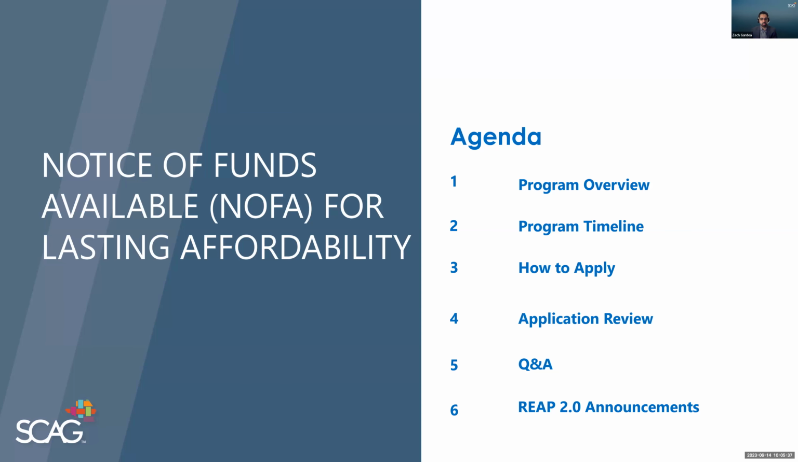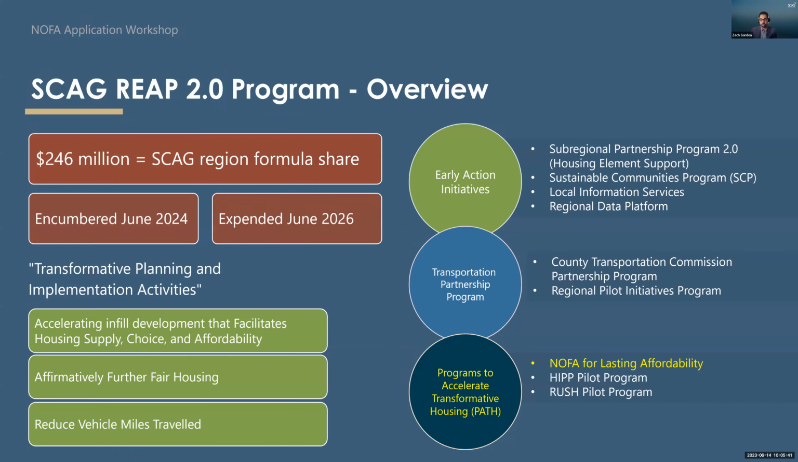Let's provide an overview to you all on the NOFA program and how that fits into the larger SCAG REAP framework. For those unfamiliar with REAP, it stands for Regional Early Action Planning, and it's a state-funded program to help regions and jurisdictions with transformative planning and implementation activities to meet housing needs and spur housing production. The SCAG region is positioned to receive about $246 million from the state. It's entirely state general funds, which will help fund various initiatives and grant programs, which you will see outlined on the right.